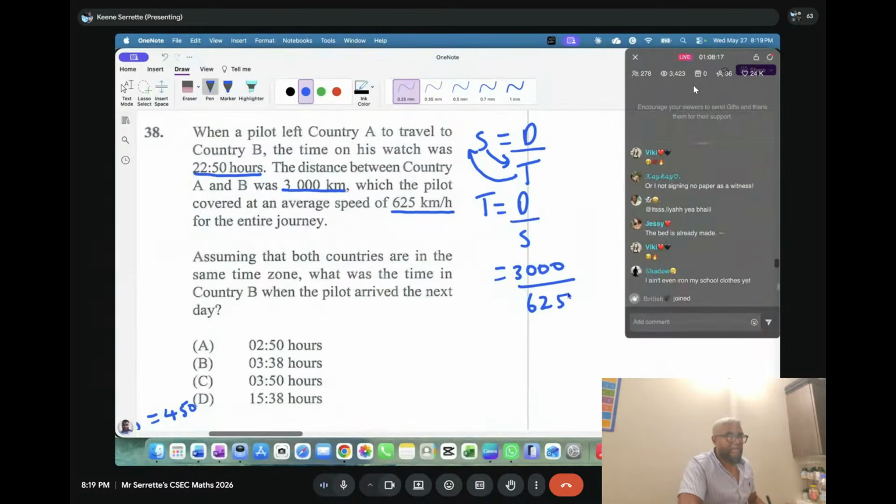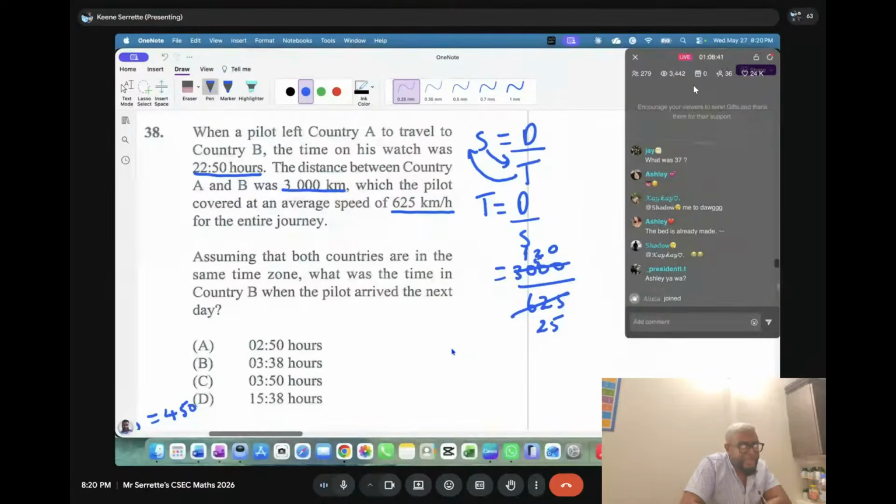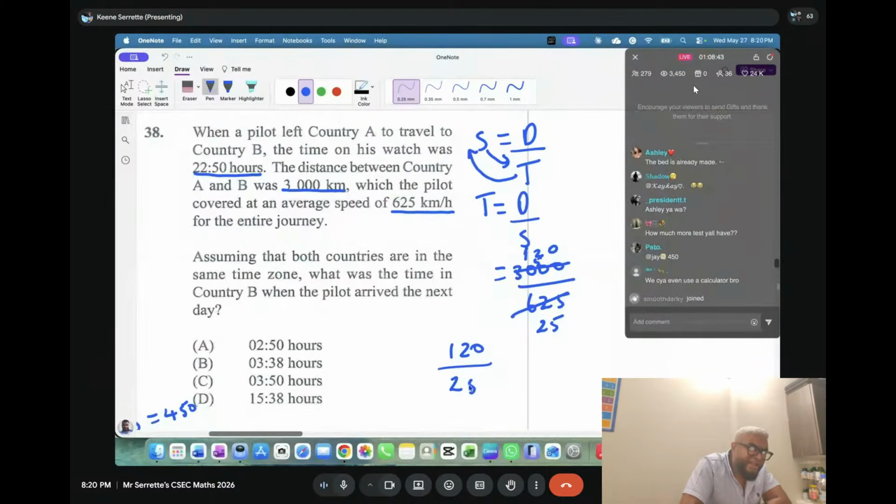25 into this as well. 25 into 625 is 25. 25 into 30 is 1, remainder 5. 25 into 50 is 2. 25 into 0 is 0. So 120 over 25. Am I correct so far, guys? Let me check it over. 25 into 625 is 25. 25 into 30 is 1, remainder 5. 25 into 50 is 2. 25 into 0 is 0. Right, so there you go.